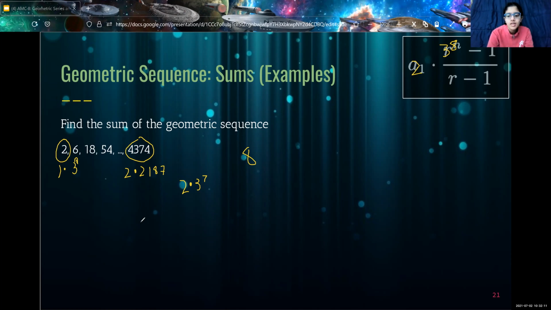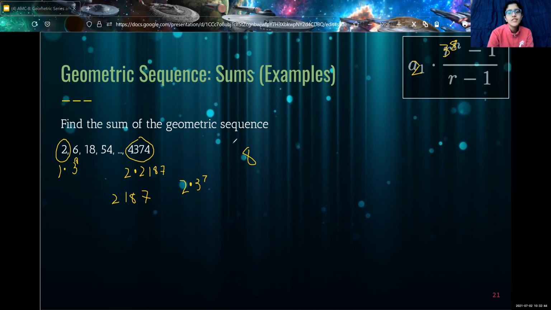Some of the factorization, right? So you would find the prime factorization of these. And then you would take the end term and divide it by this term, right? So in this case, 4,374 divided by 2, we get 2,187 as what this is divided by this.